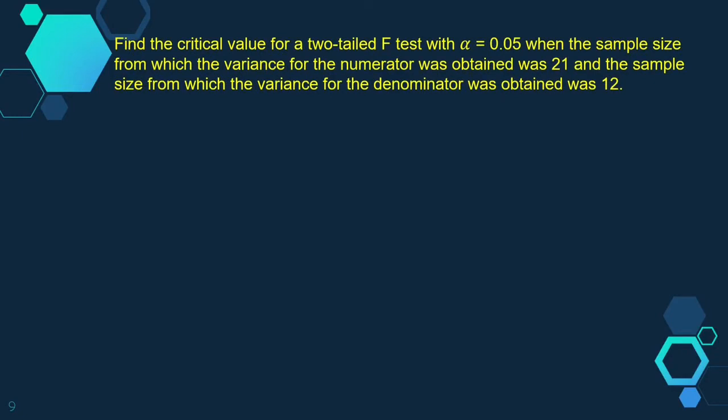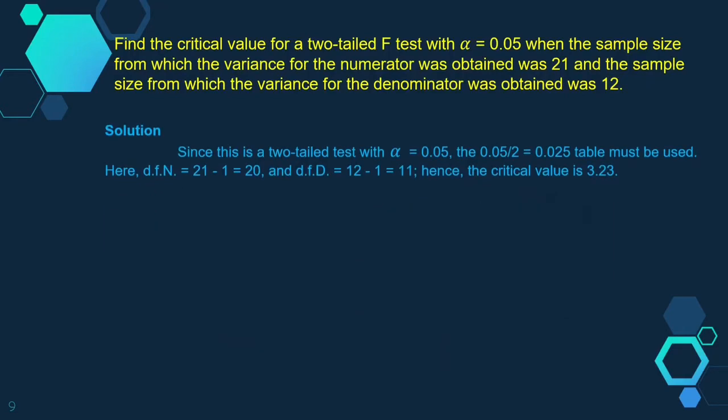As noted previously, when the F-test is used, the larger variance is always placed in the numerator of the formula. When you are conducting a two-tailed test, alpha is split. And even though there are two values, only the right tail is used. The reason is that the F-test value is always greater than or equal to 1. To understand further, this is another example. Find the critical value for a two-tailed F-test with alpha equal to 0.05 when the sample size from which the variance for the numerator was obtained was 21, and the sample size from which the variance for the denominator was obtained was 12.